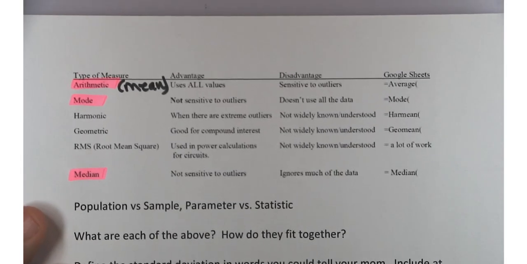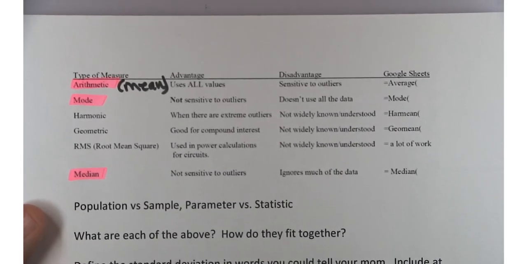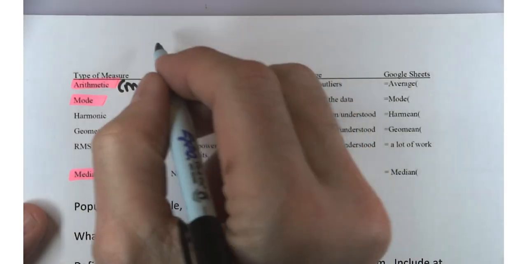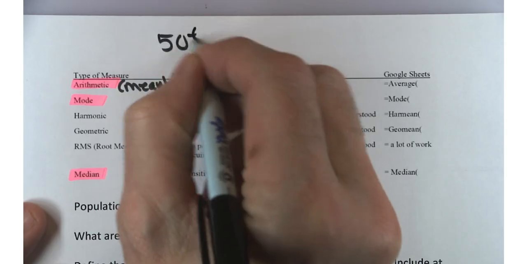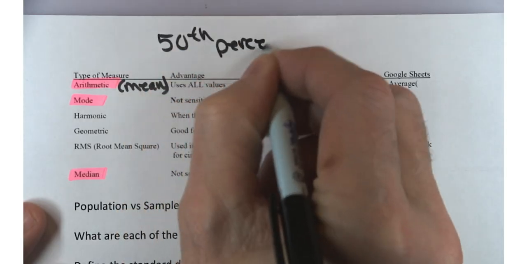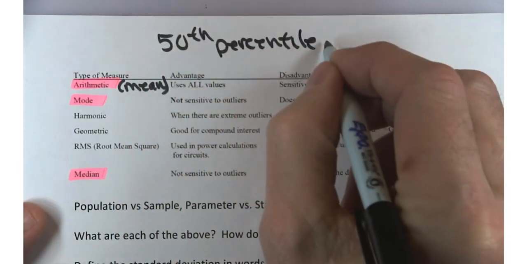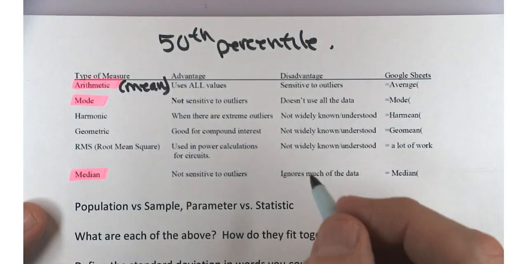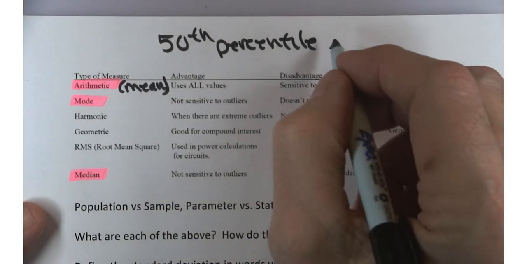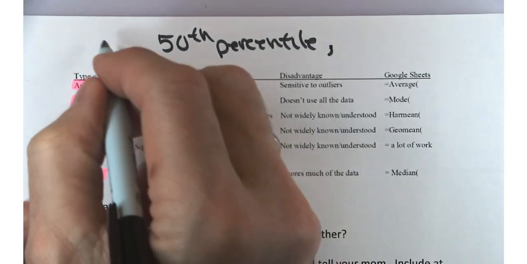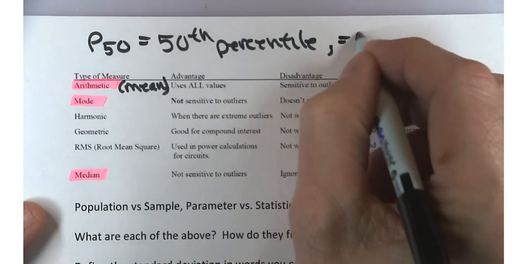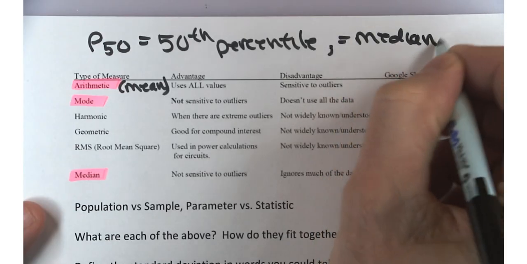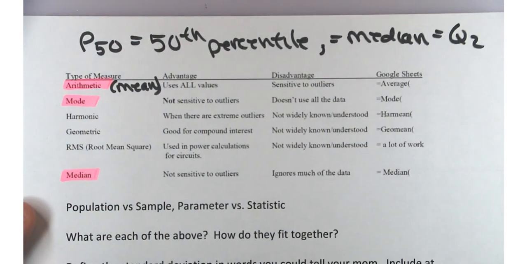I guess it depends on your distribution. So the median is the 50th percentile. Yeah. So the second quartile. Yeah, there you go. So the 50th percentile, that'd be P sub 50 equals the median equals the second quartile, Q2. Well done.